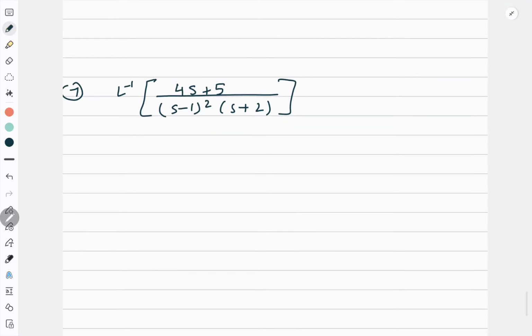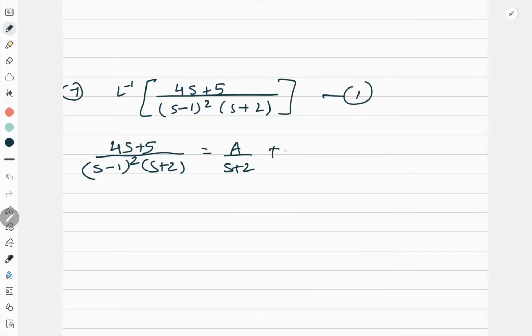Now see, this question is case 2. So first I'll do the partial fraction, then I'll put it in this equation. Okay. So now 4s plus 5 upon s minus 1 square s plus 2. So it is a upon s plus 2 plus b upon s minus 1 plus c upon s minus 1 square. If you want to see the partial fraction in detail, I have uploaded one video where I have taught the partial fraction in different cases.